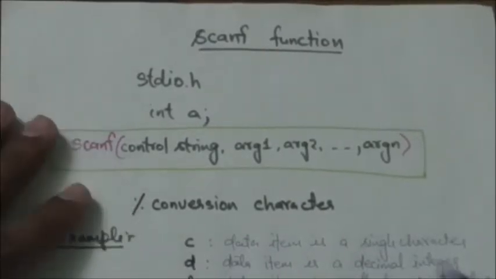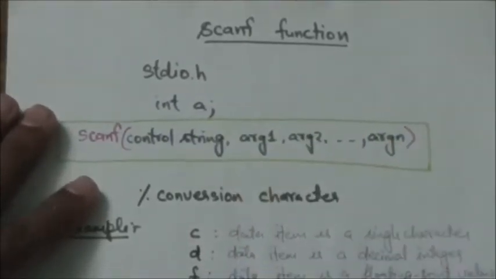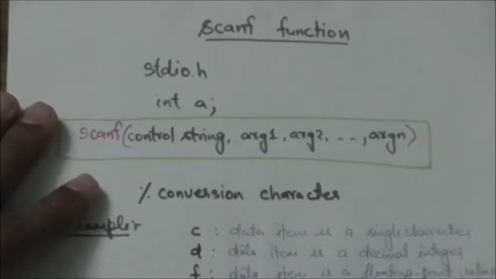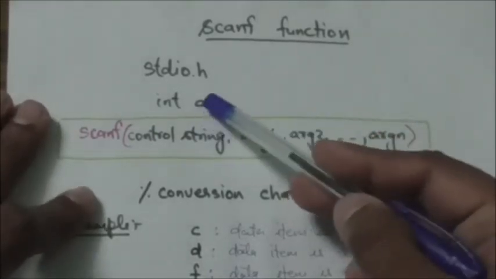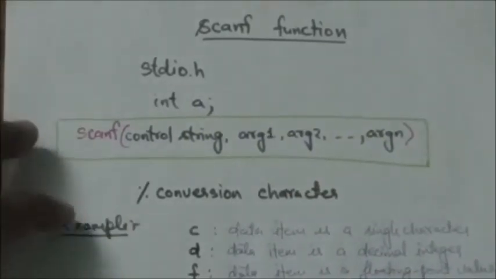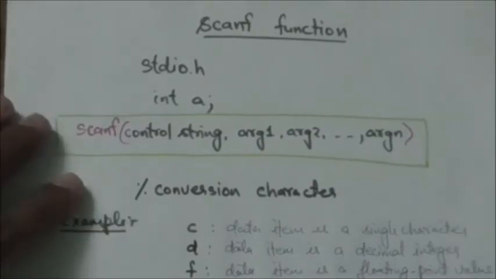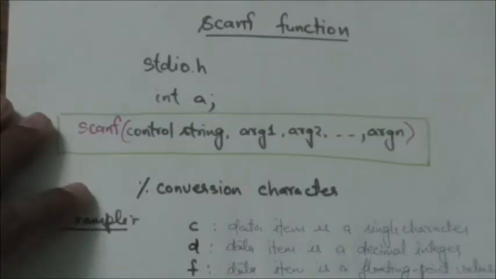Now see, suppose in a program I have declared an integer variable a. Now I have not initialized any value to this integer variable a. What I want is that the user enters the value for this variable through an input device, that is the keyboard. So for that purpose we can use the scanf function. This scanf function takes input from the user through the input device, and whatever value it gets from the user, it stores in the variable.